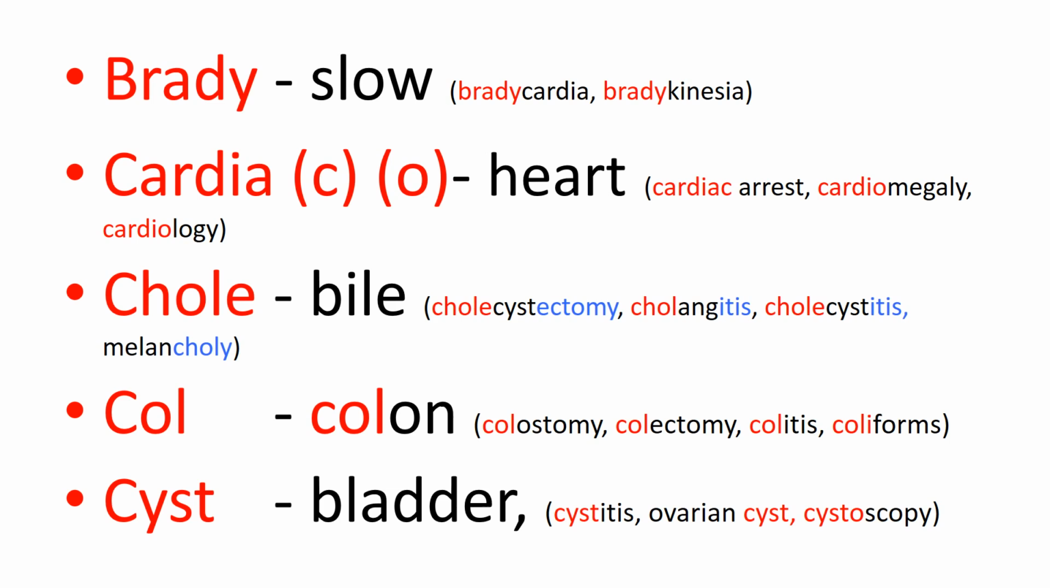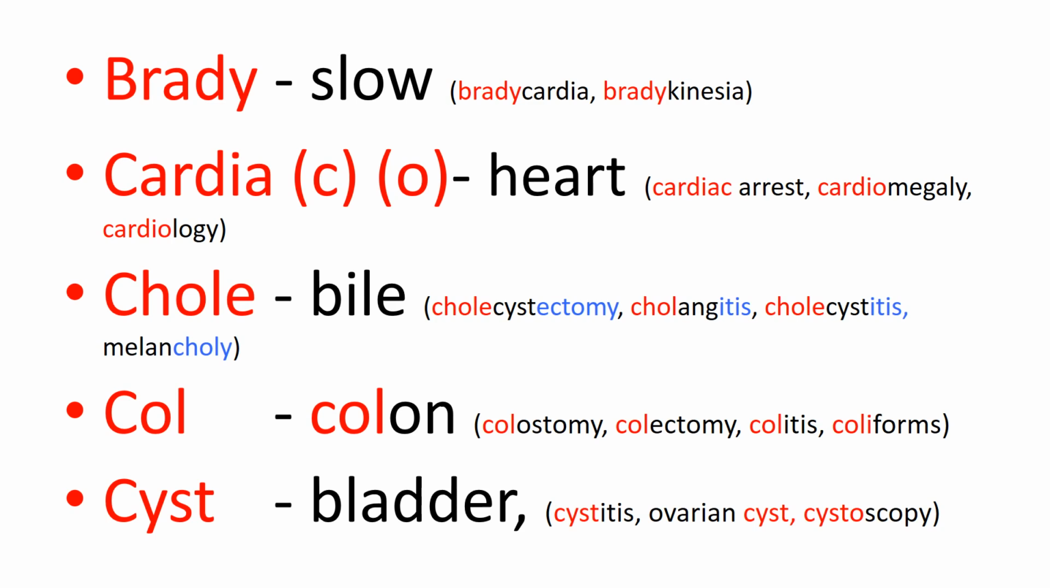Now, col, if it's just C-O-L, as we see in the red prefix here, means to do with the colon. So col for colon, the large intestine. And you probably know this begins down in the lower right portion of the abdomen with the cecum, the appendix, the ascending colon, transverse colon, descending colon. On the lower left side of the abdomen, sigmoid colon, rectum and anus, all that large intestine.